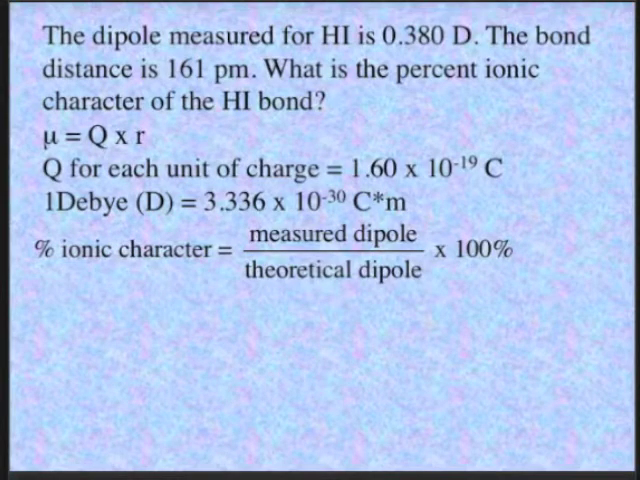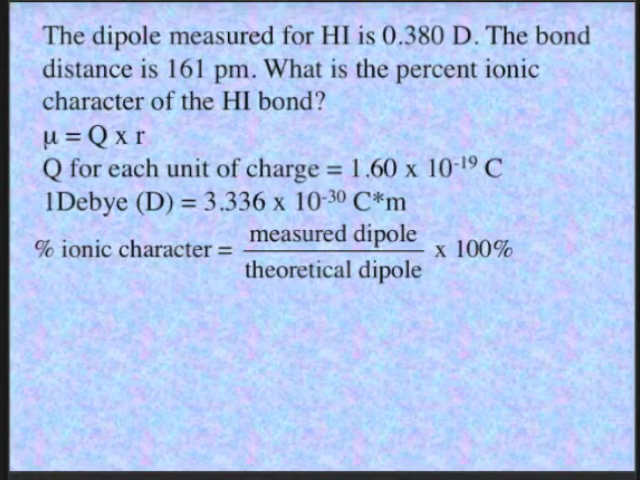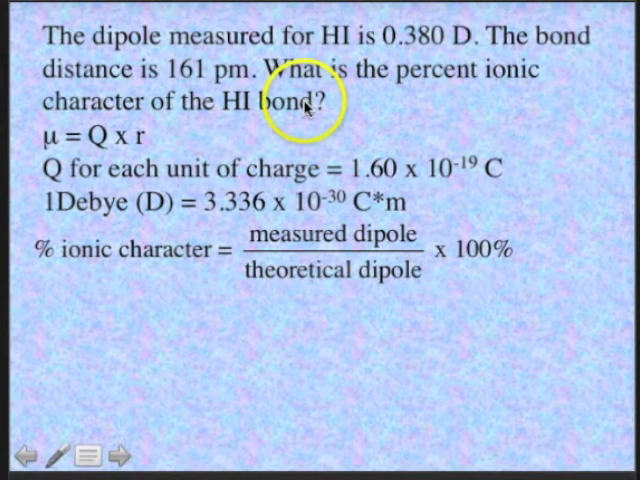So here's another problem. I'm going to ask you this one in class so you can see if you can do it, and then you'll be all ready when we tackle it in class. The dipole measured for hydrogen iodide is 0.380 debye, and the bond distance is 161 picometers. What is the percent ionic character of this hydrogen iodide bond?